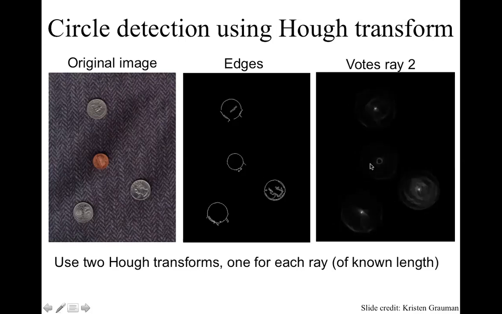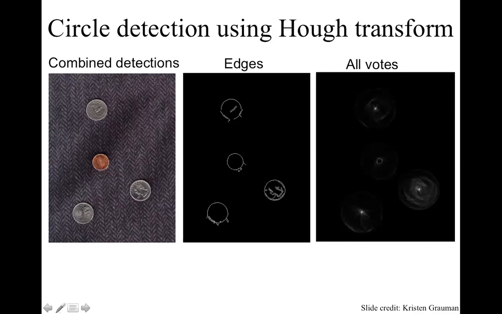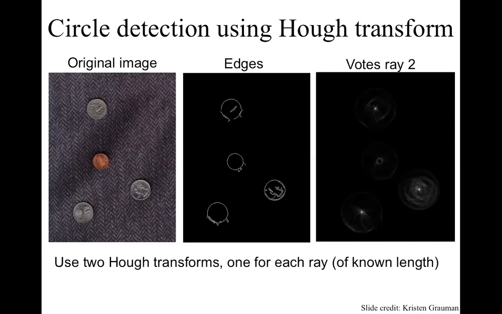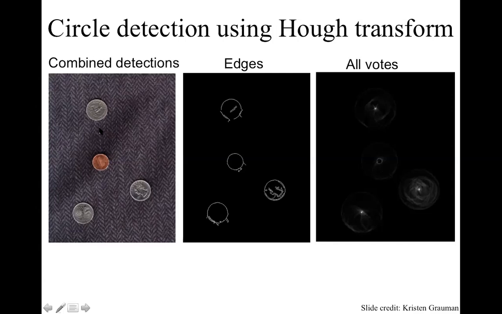Now, if you employ the Hough transform for the second radius, so you have coins with 2 different radii, you will obtain 3 different centers here, here, and here. Okay, and basically in the end, if you combine the detections from the 2 votes, you will obtain the centers of your detection here, and you see that the noise from edges is gone.